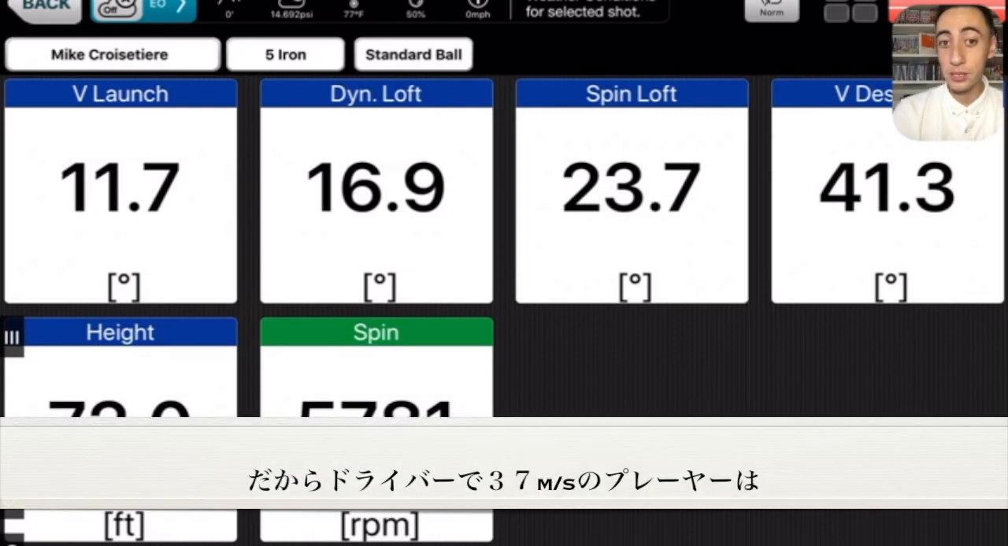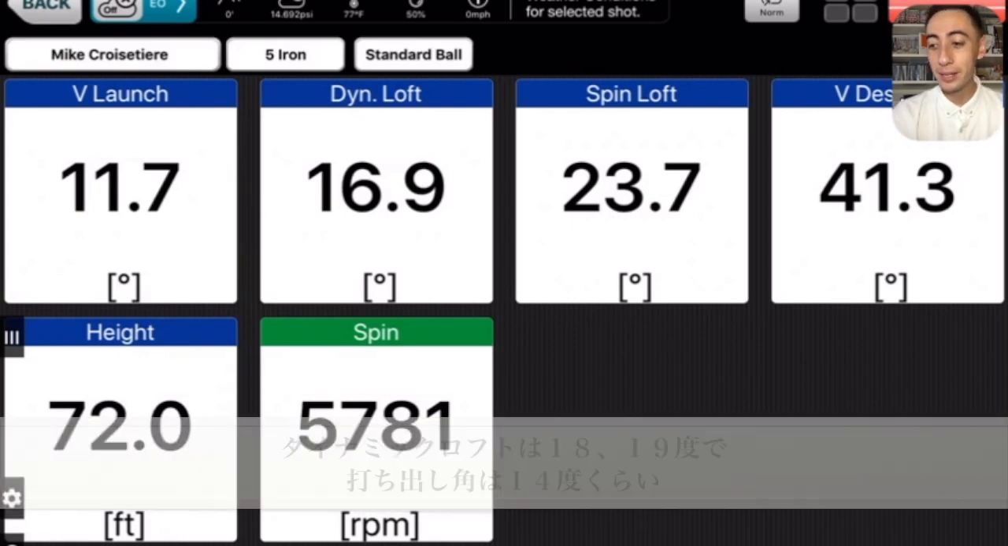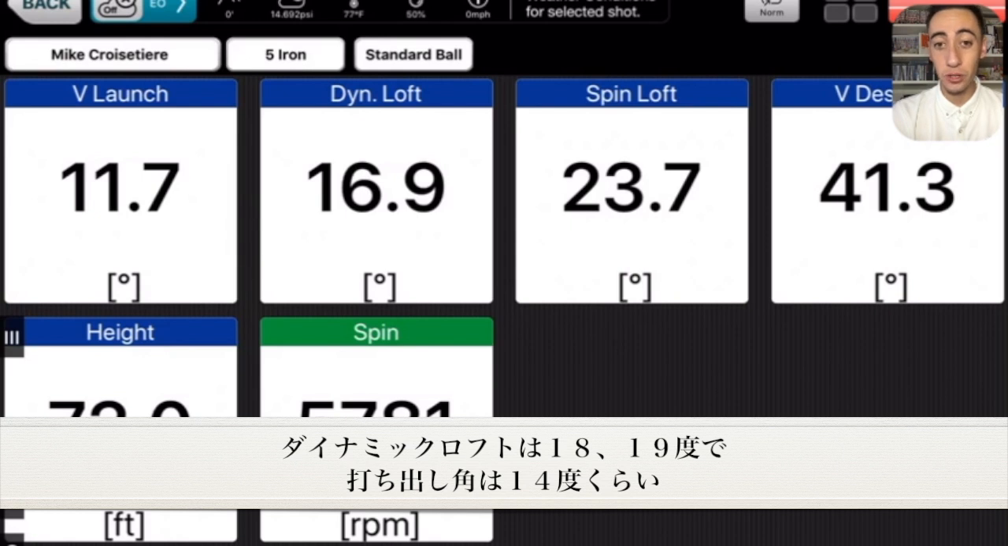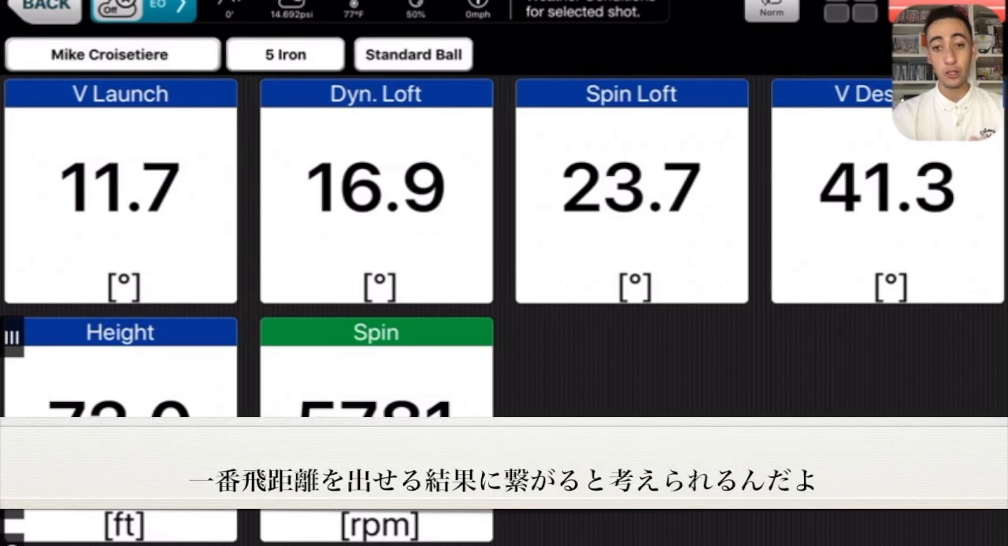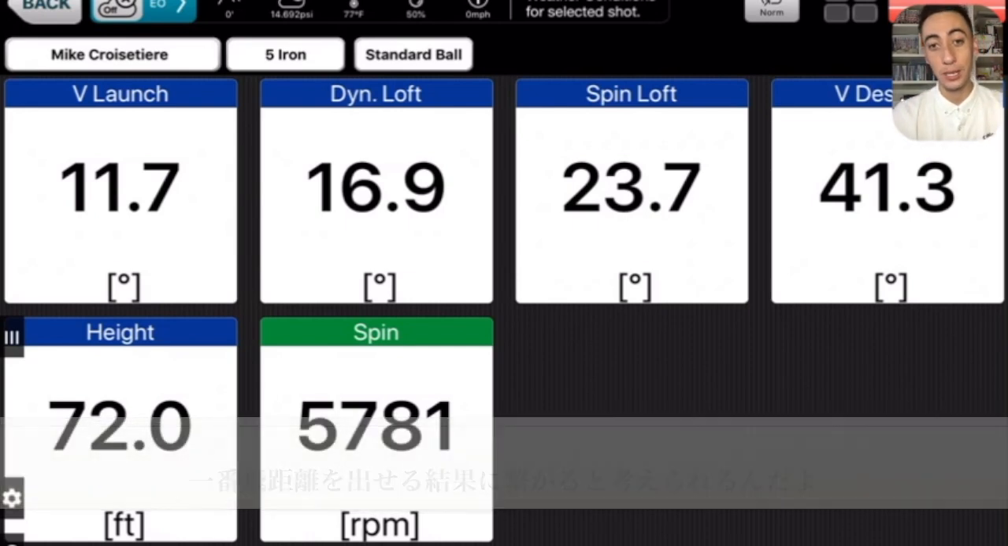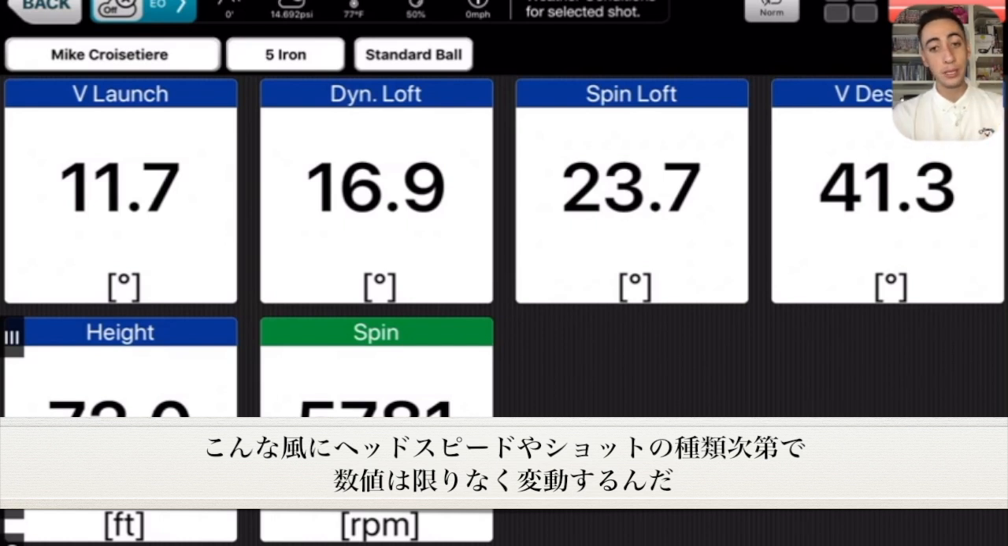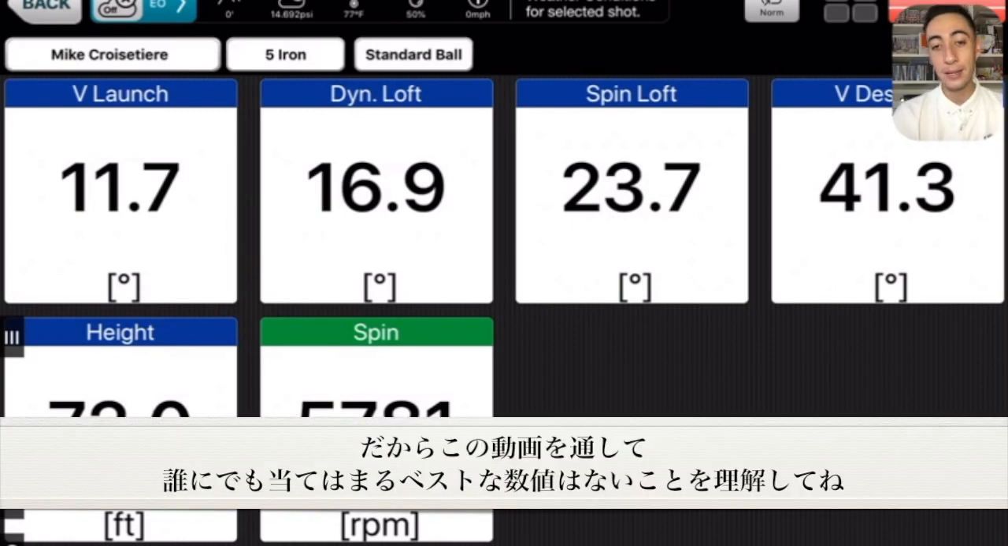So with a player that had 37 meters per second club head speed with driver, they probably want a dynamic loft closer to 18, 19 degrees, a vertical launch maybe closer to 14 degrees, spin loft closer to 10 to 11, 12 degrees, and then you're going to want to see a spin rate maybe closer to 1900 to 2200 RPM, and that would probably produce the most optimal shot for that player. So again, it's all about your club head speed and what shot you're trying to hit. It can really be any type of number, and I'm hoping you can get from this video that it's not just this is the best, this is the best. It really depends on what you're trying to do, and hopefully we have done that in lessons.